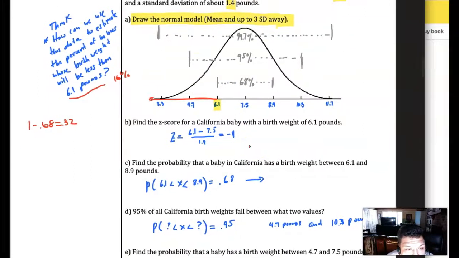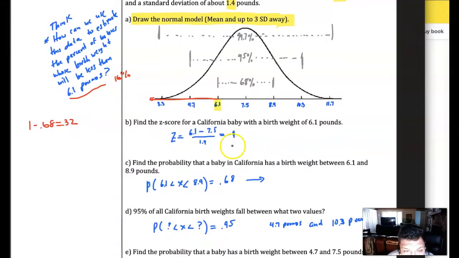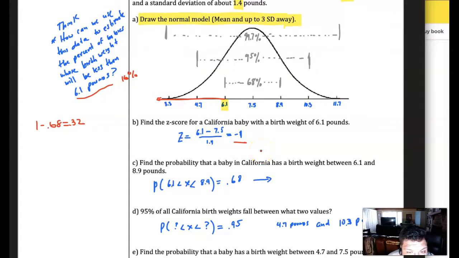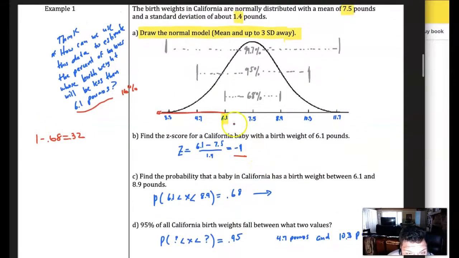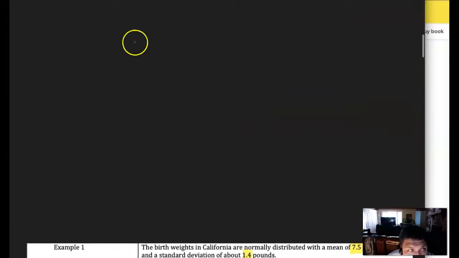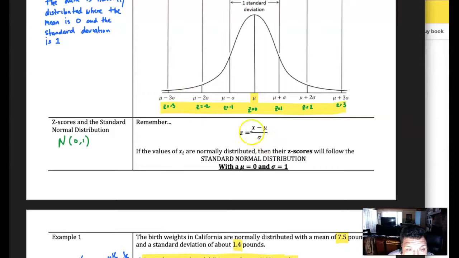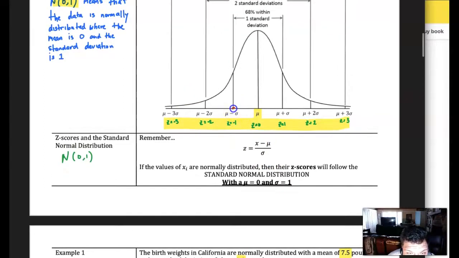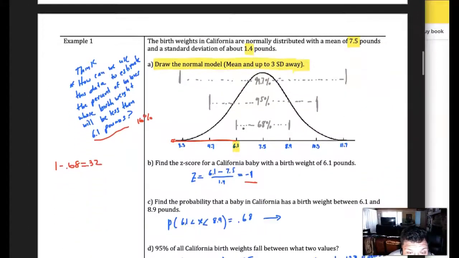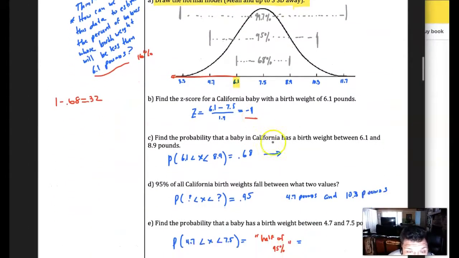So let's start with finding the z-score for a baby with a birth weight of 6.1. The z-score is -1, going back to our z-scores. You'll see how we could use that right here. Here's your z equals -1. That's why it's this location here, the mean minus 1 standard deviation. And then we can answer the question. But that's what we would need to do.